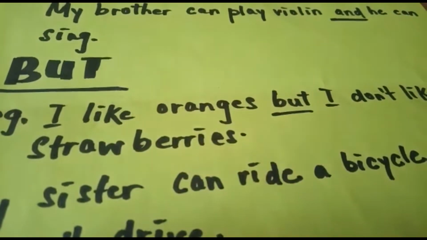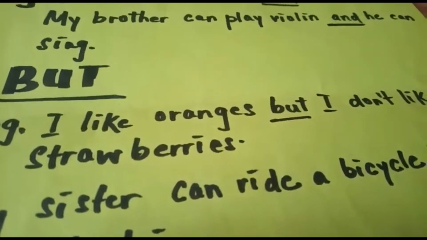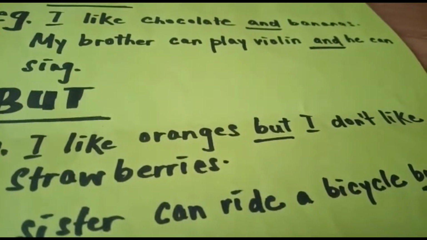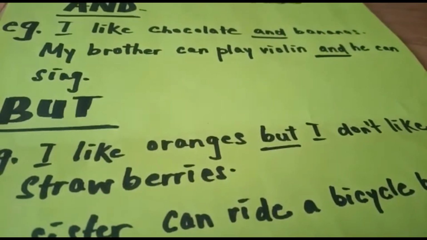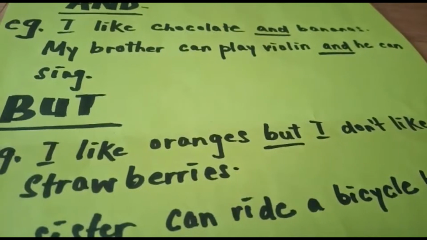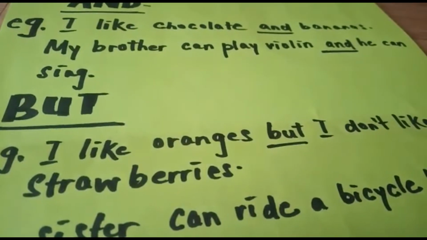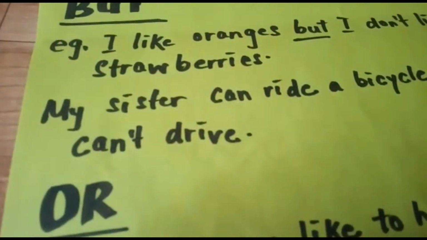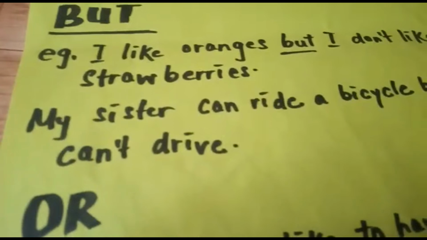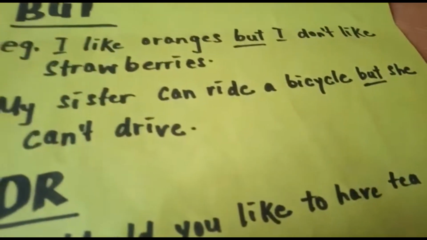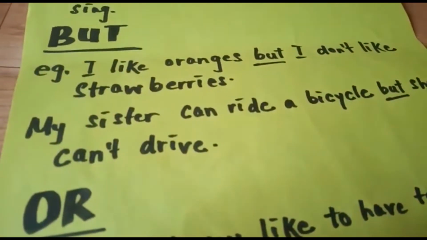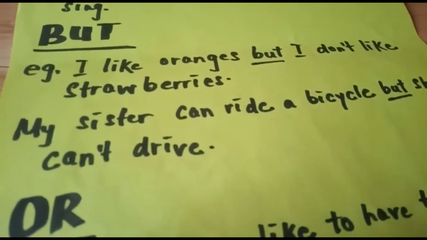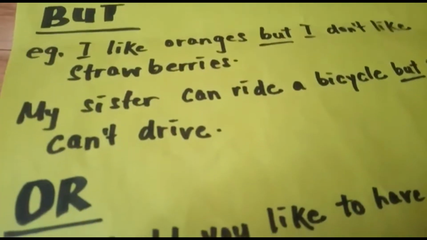conjunctions connect any two parts of sentences. What is the first part? I like oranges. And what is the second part? I don't like strawberries. So these are the two sentences and it has joined two sentences and it has shown the contrast. Okay, let's see the example. My sister can ride a bicycle but she can't drive. So over here the word but is a conjunction and it has been used to show contrast.